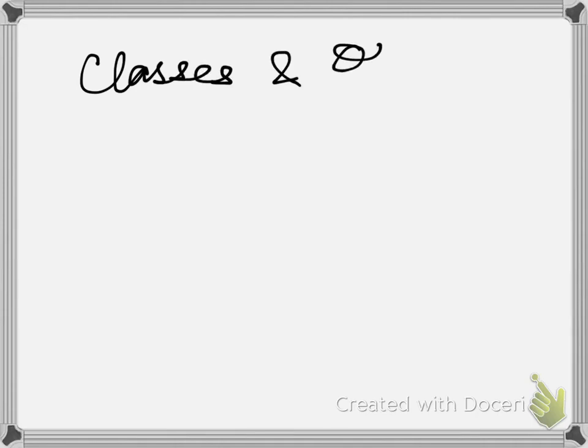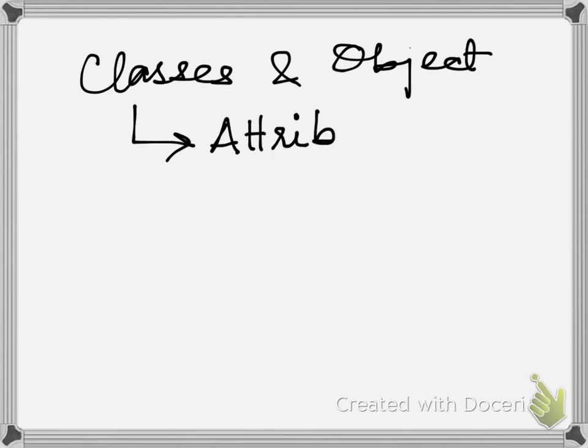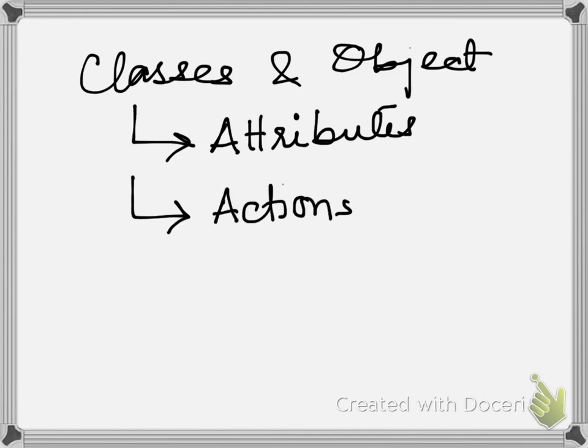Continuing with our discussion on classes and objects, we saw how objects or classes can be described by their attributes, and their behavior can be modeled through their actions. Now there are proper terminologies used for each of these.